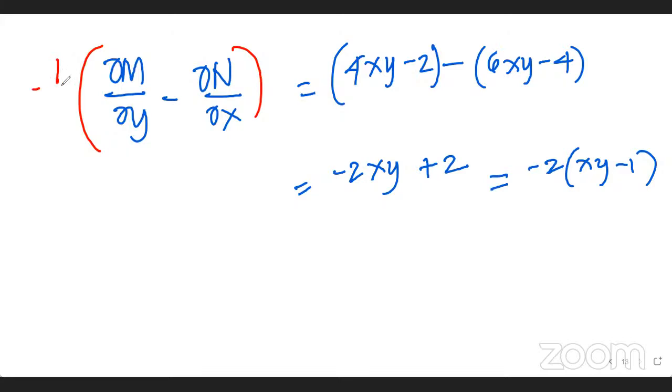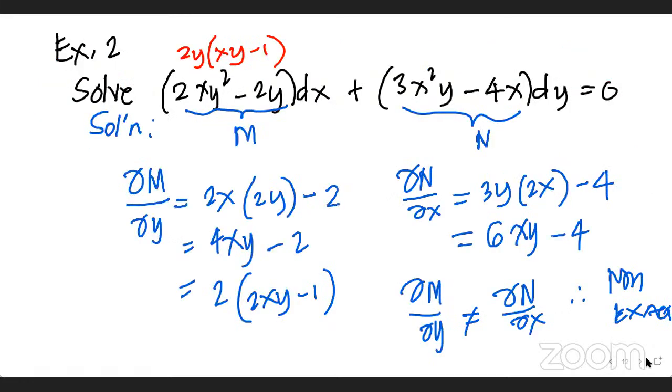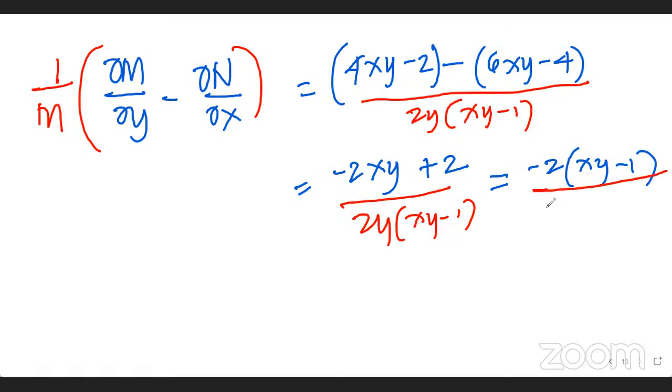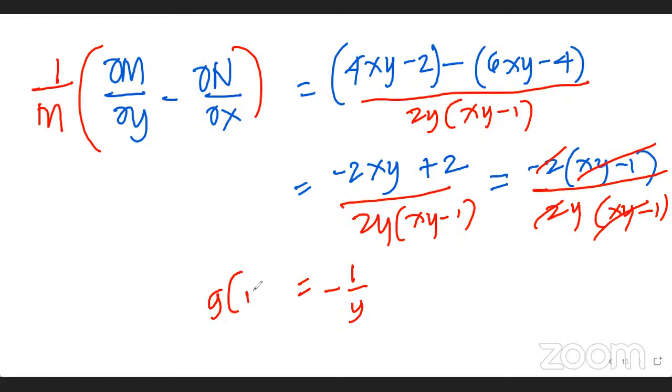Now, we divide M. And M is what? Ano ulit yun? 2y times xy minus 1. So ganun din dito. 2y times xy minus 1 over 2y times xy minus 1. We can cancel now xy minus 1, cancel also 2. Anong natira natin? Negative 1 over y. So a pure function of y. Okay, so tama. Now we can obtain the integrating factor.